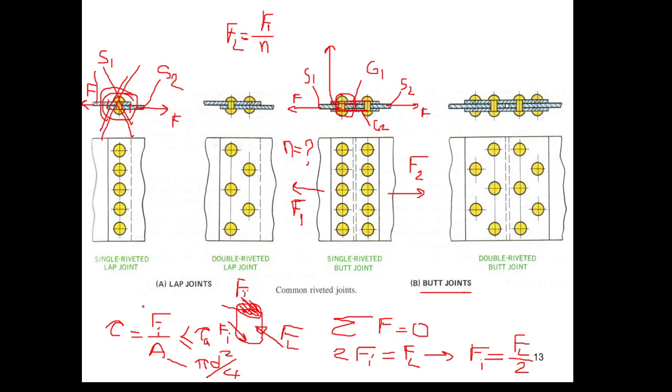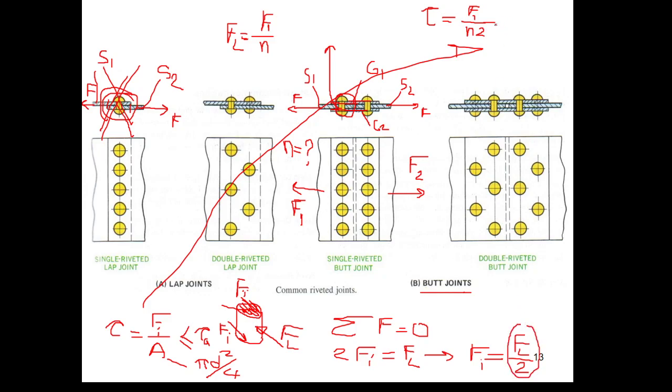Okay, so write the shear stress expression. Tau is equal to F sub i, FL divided by 2, FL is F1 divided by N. F1 divided by N, N is the number of rivets, times 2. Yes, 2 comes from here.